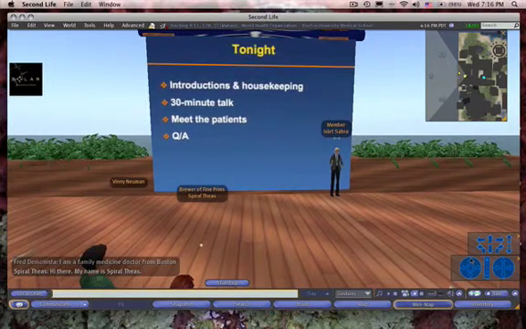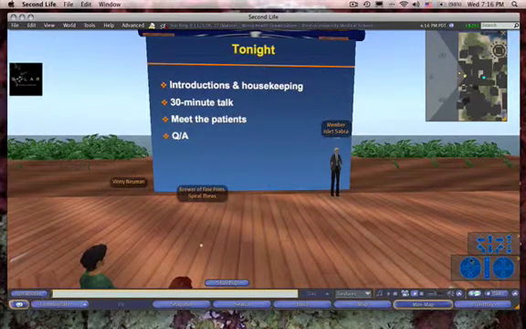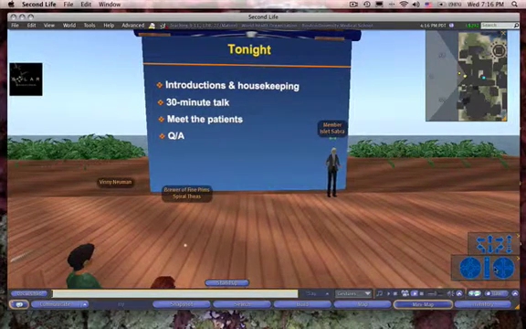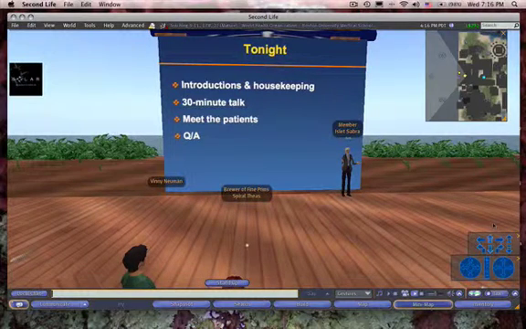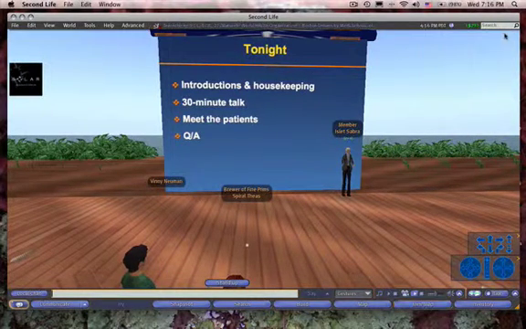So next slide, we're going to go through our basic agenda. We've already done some introductions. I'm going to give you a little bit of housekeeping information. This is going to be a 30-minute talk. We're going to have some interaction with patients, and then we'll have a question and answer session to finish up.